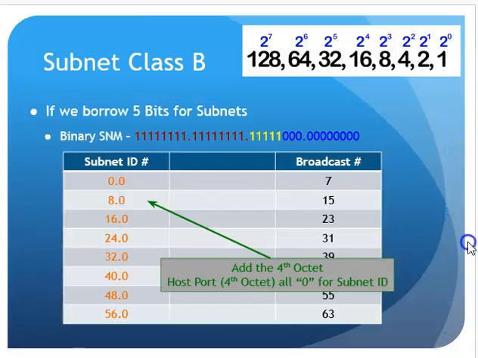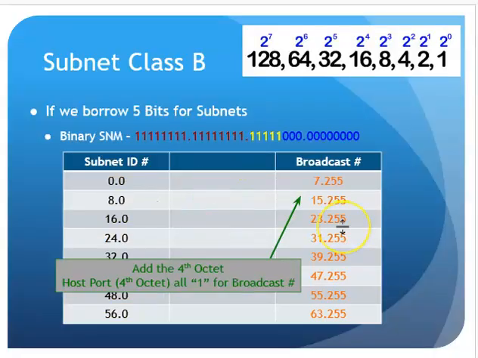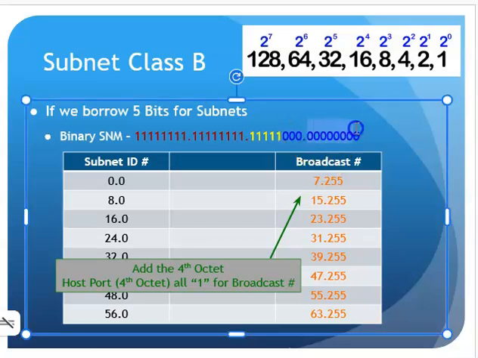I'm going to follow the same logic on the other side. But on the other side, remember, the host portion has to be all ones. So if I set this host portion to all ones, I'm going to get 255. So if I tag on 255 for the 4th octet, that would make these all broadcast numbers. So 7.255, 15.255, 23.255, and so forth. Okay? So now I have my network number column, and I have my broadcast address column.